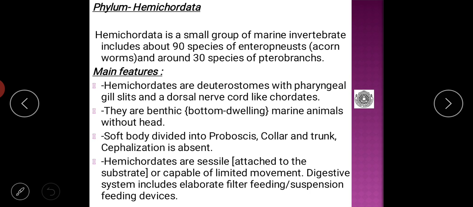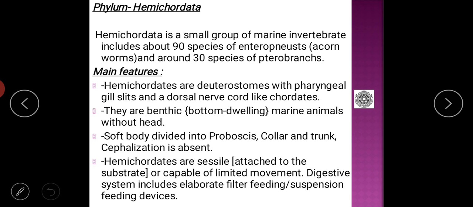Hemichordata is a small group of marine invertebrate animals which includes about 90 species of enteropneusts. So enteropneust is the name of the class to which they belong, and the members are commonly called acorn worms. And around 30 species of pterobranchs are there. So generally in hemichordates we come across two varieties: one is enteropneusts and another one is pterobranchs, with enteropneusts having 90 species and pterobranchs having 30 species.